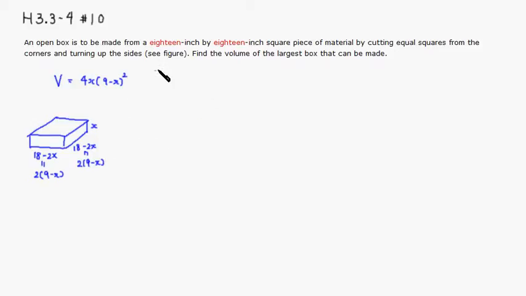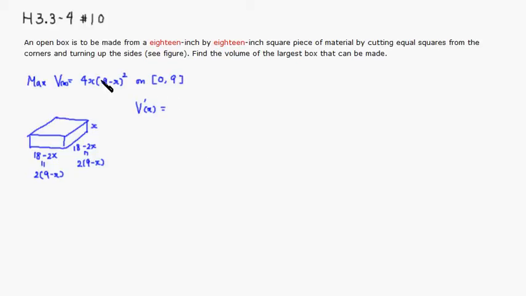And x has to be between 0, which is the smallest, and all the way to, probably 9, because it's 18 inches. You have to cut off the squares from both sides, so it's going to be 9. Then take the derivative to find critical numbers. So this is a function of x, so V of x. Derivative would be V prime of x. Remember that we're trying to maximize it.